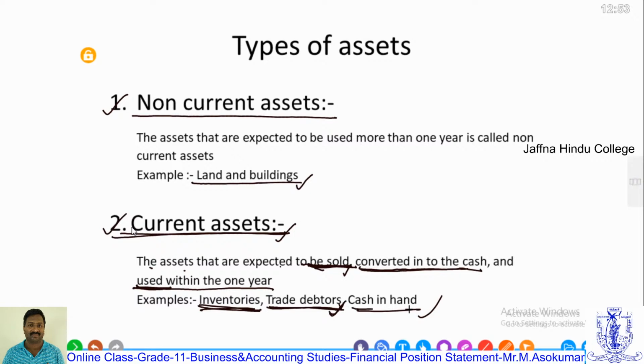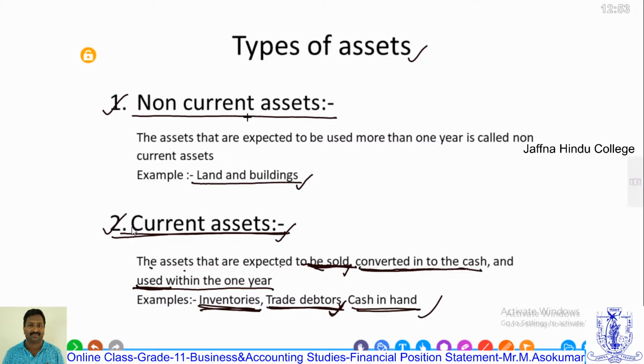And cash in hand means the cash in the cashier's control, or the cashier's cash books. That is also considered a current asset because it can be used any time to conduct any transaction. Therefore, these types of assets are called current assets. To repeat, assets are categorized under non-current assets or current assets. Non-current assets mean the assets that are expected to be used more than 1 year.